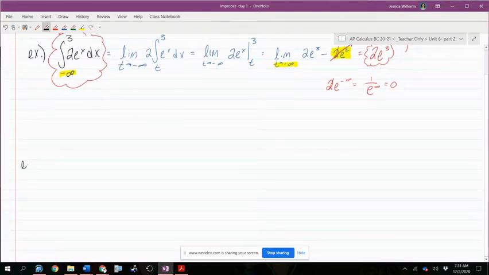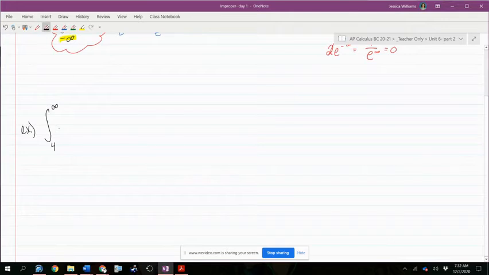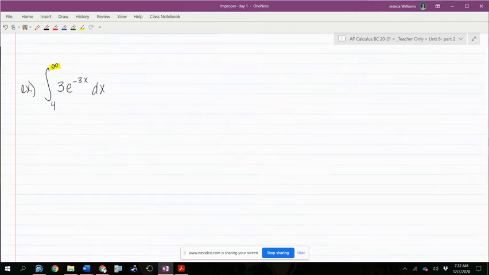Let's do one more. This time, let's integrate from 4 to infinity, 3e to the negative 3x. I don't know why these are all e's, but they are today. Okay, here's the piece that's making it improper. So we're going to sneak up on it. We're going to have a limit. I don't know why I always use t. I must have been taught that way, and now I can't do anything else. Let me pull the 3.